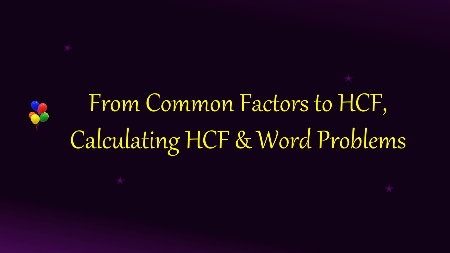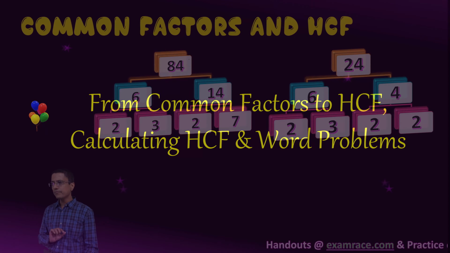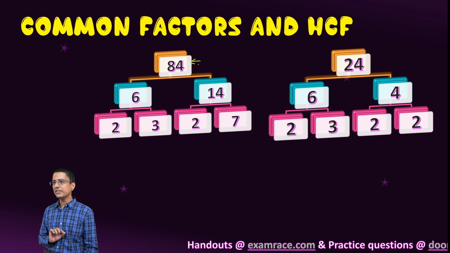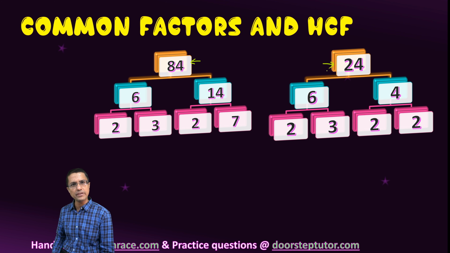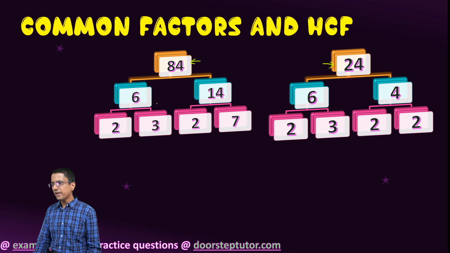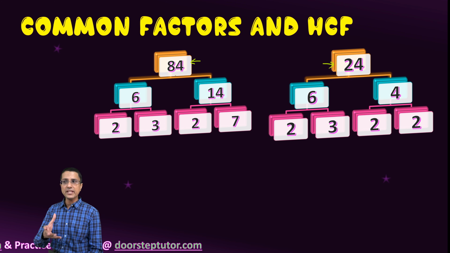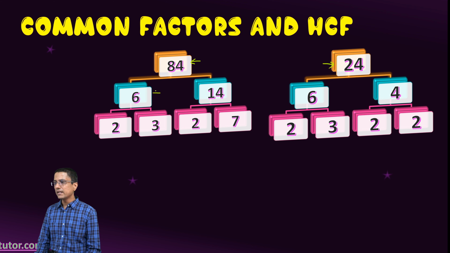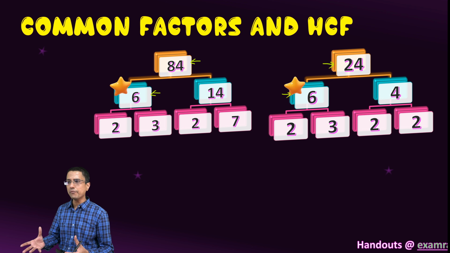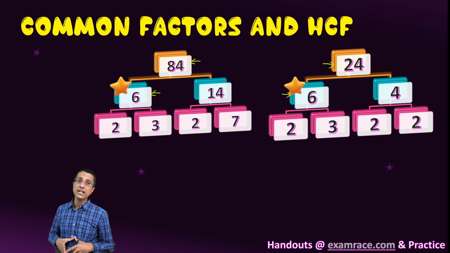So first we start with common factors. Here I have shown the prime factorization of two numbers, 84 and 24. Very simple, not difficult at all. If you notice the factor trees, some numbers appear in both the factor tree of 84 as well as 24. They are known as common factors.